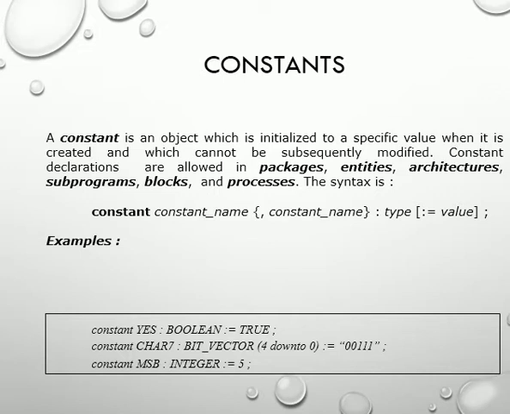Remember that these have a specific value when created, and we cannot change or modify this value subsequently. So that is the constant type of data object. Okay, is it understood by all?